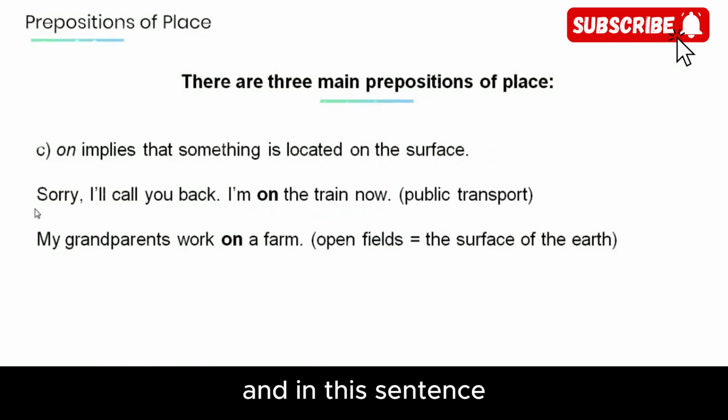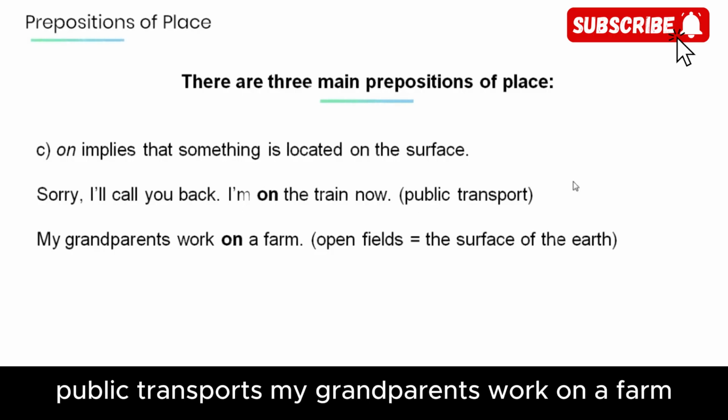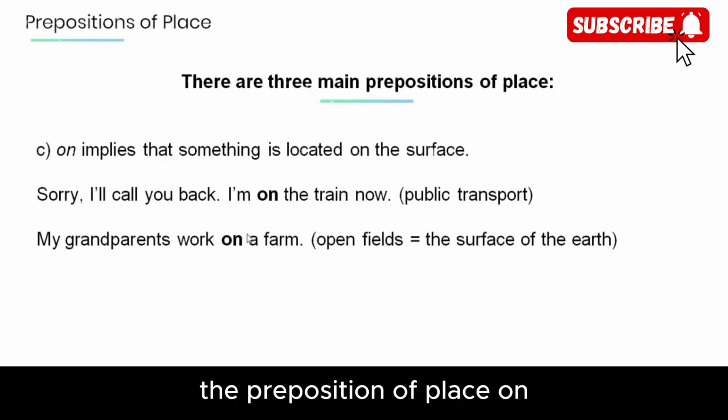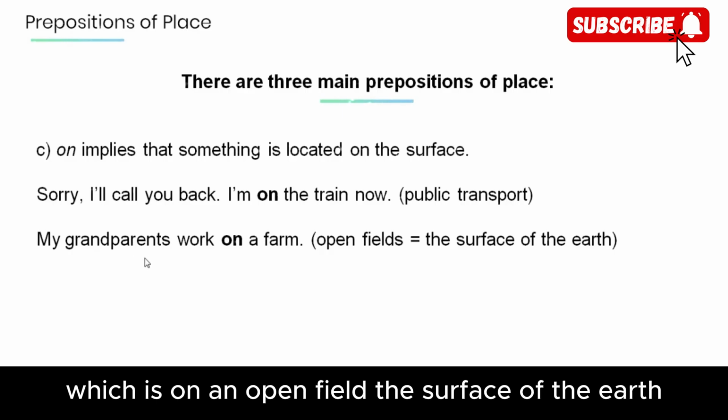And in this sentence, sorry, I'll call you back. I'm on the train now. Again, the preposition of place on implies where I'm located. Public transport. My grandparents work on a farm. The preposition of place on in this sentence implies where my grandparents are located, which is on an open field, the surface of the earth.